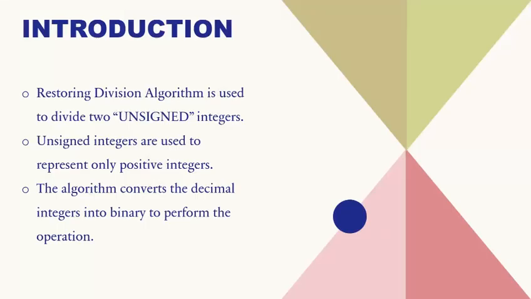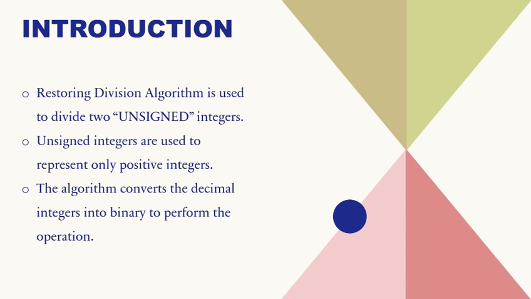We are going to explain the restoring division algorithm, which is an algorithm used by computers to divide two integers. As we know, computers cannot perform any operation other than addition, so it only understands addition. So in order to perform division, it follows certain steps, which are collectively known as the restoring division algorithm, to divide two unsigned integers.